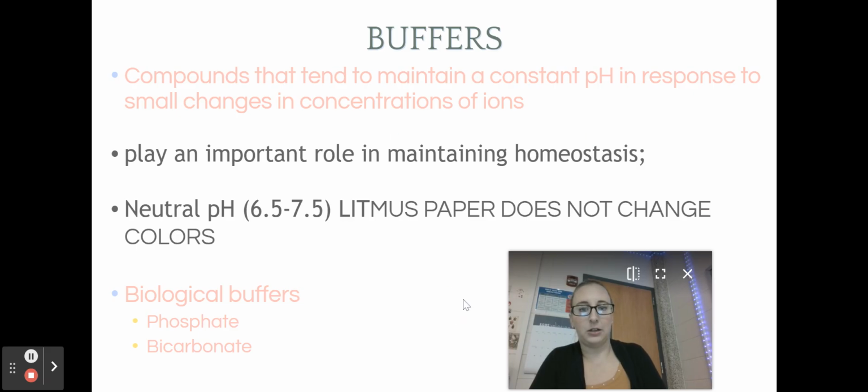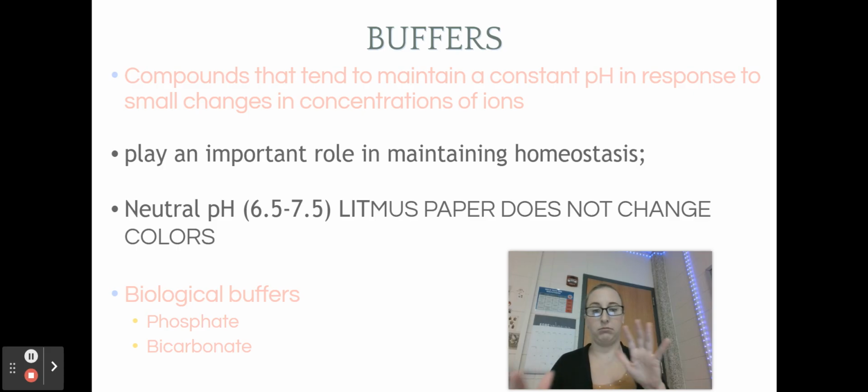All right, last little bit here, buffers. Buffers are going to be something that basically neutralizes an acid or a base. So they try to maintain a pH in or around 7 by changing the concentration of ions. So, for example, if we're doing a lab and we spill hydrochloric acid, which can be a pretty strong acid, what we can do to help buffer or neutralize it is pour baking soda on it.